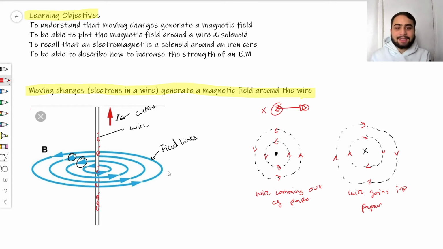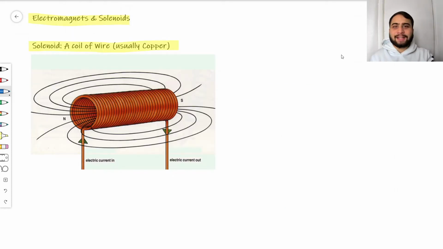Now that is just a single wire. Now we're going to have a look at an electromagnet which is made up of a solenoid, and a solenoid is nothing but just a curled wire. Okay, so now let's have a look at electromagnets and a solenoid. So what is a solenoid in and of itself? A solenoid is just a fancy engineering term for a coil of wire, usually copper.